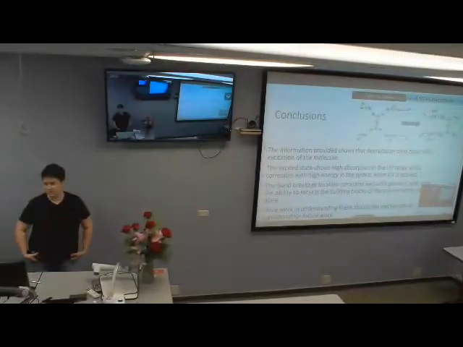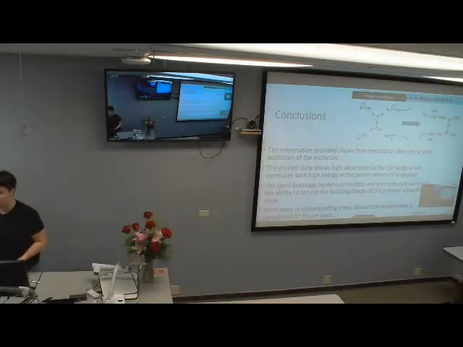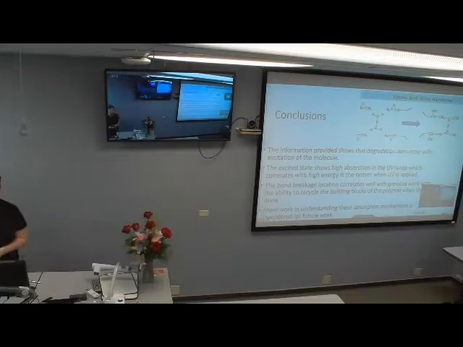So the idea from this is that we wanted to show that degradation does occur with excitation of the molecule. The excited state shows high absorption in the UV range, which correlates with the high energy. Bond breakage location correlates well with previous work, and the ability to recycle the building blocks. And we need to figure out more to see how the polymer forms with the presence of water, and if there's anything to suggest that some parts are breaking off, where we're having material leach. Okay, well, thank you.